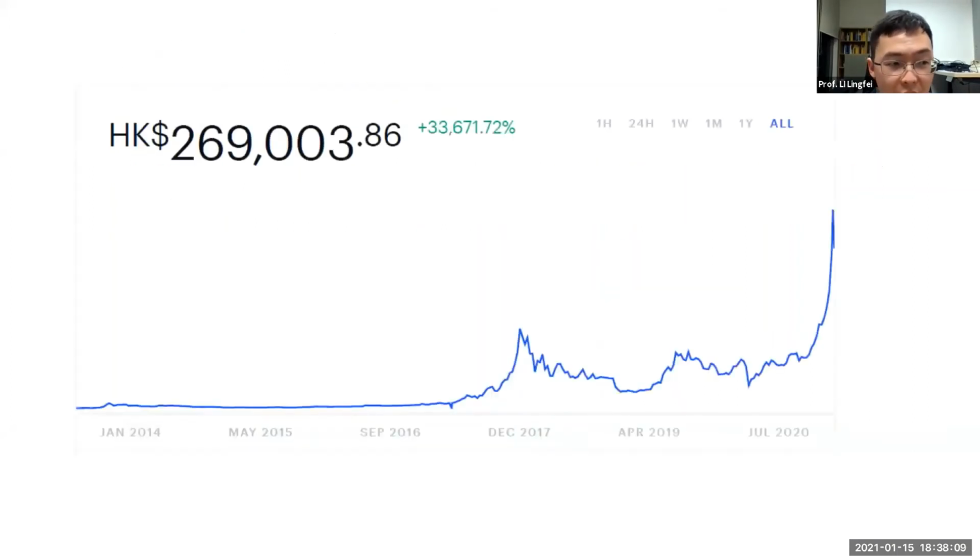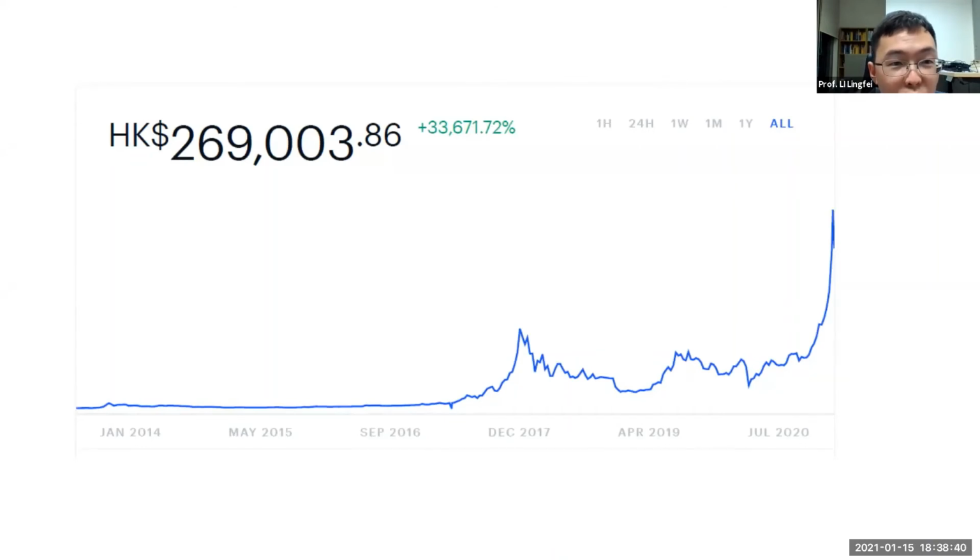So this is the price history of Bitcoin. Bitcoin was created by someone with a pen name, Satoshi. It's a Japanese pen name, but nobody knows who he or she actually is. It started at a low value, but now if you look at the value of 1 unit of Bitcoin in terms of Hong Kong dollars, wow, you'll be astounded.